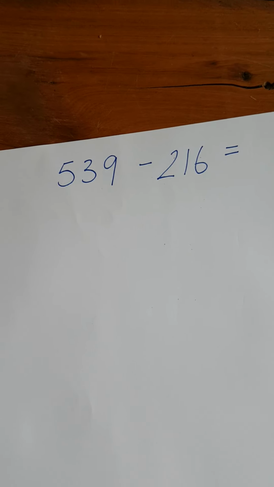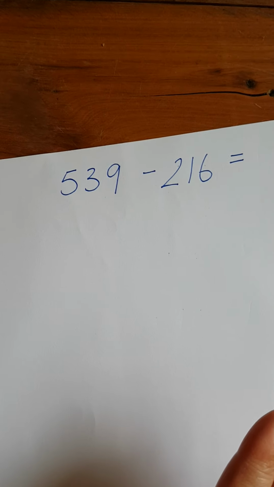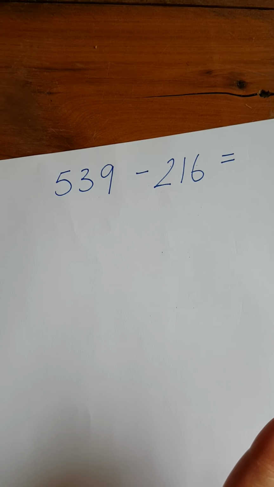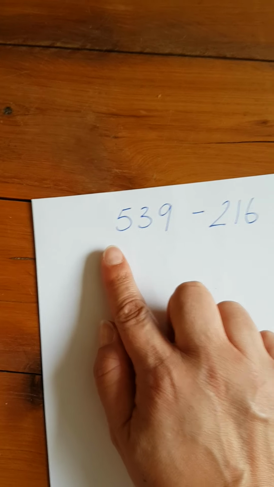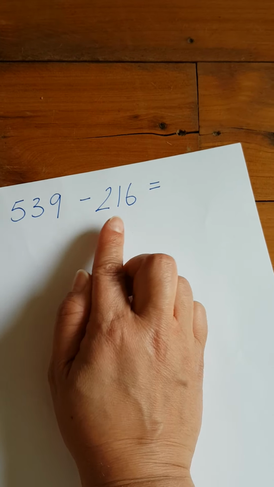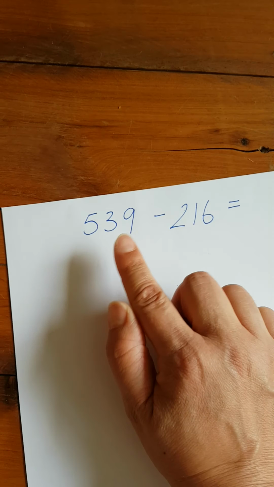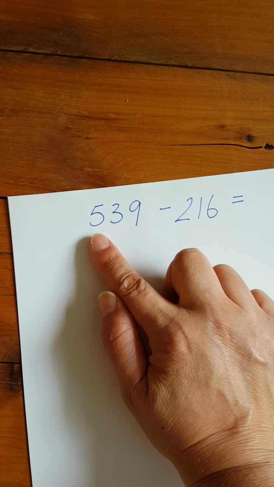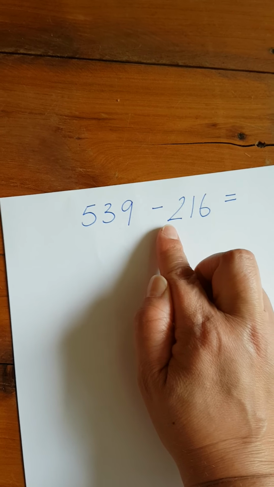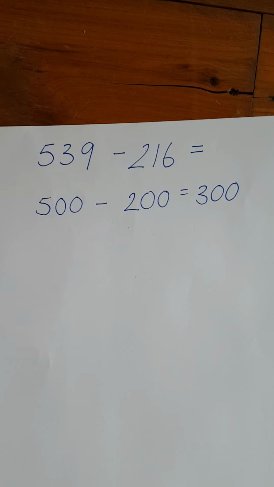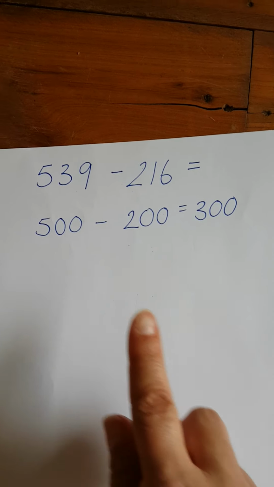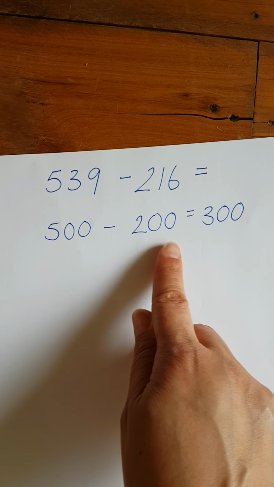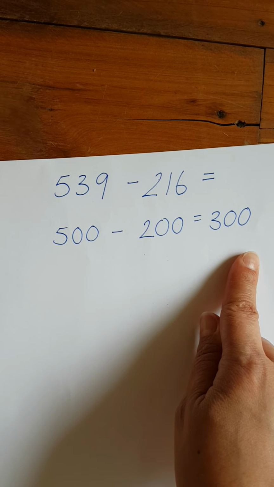So it's the same principle. We're going to split all the digits and do them separately and then put the answer back together again. So we've got 539 subtract 216. And first of all, we're going to split the hundreds and we're going to do 500 subtract 200. So we've got 500 take away 200 equals 300.